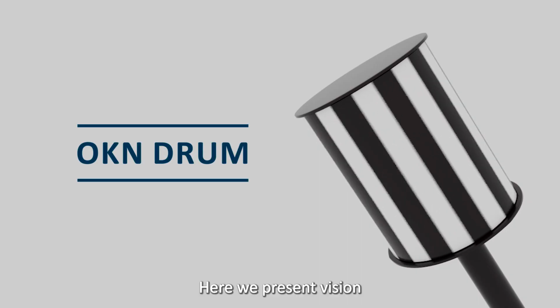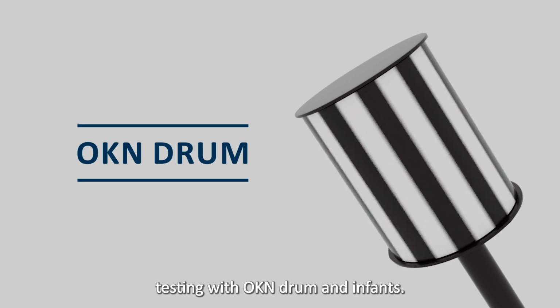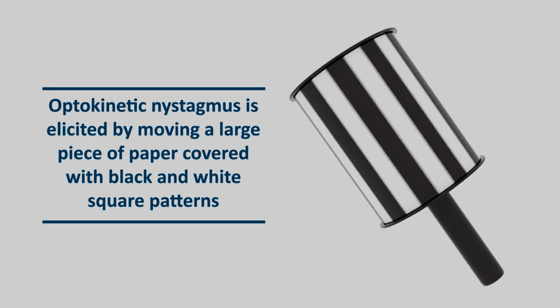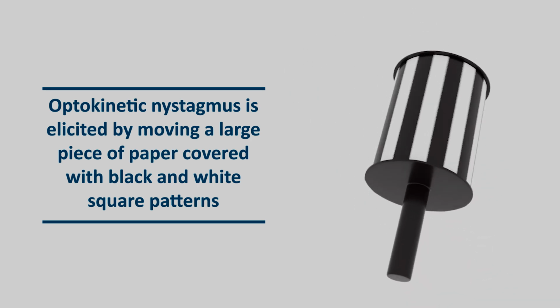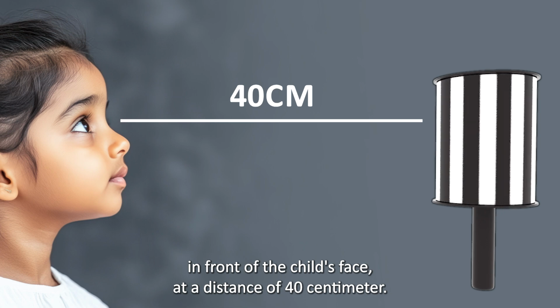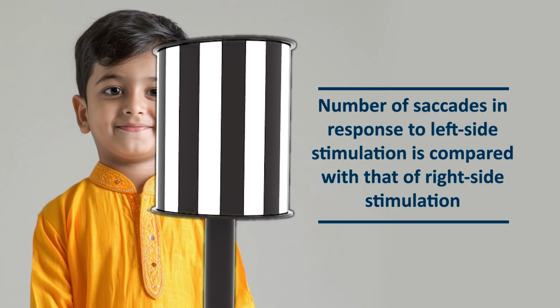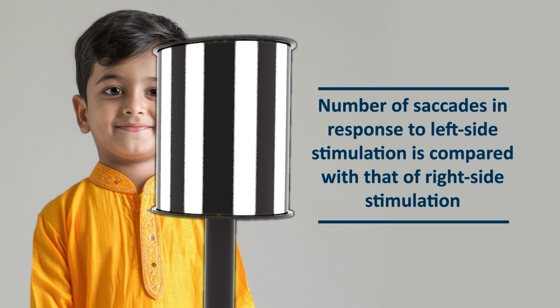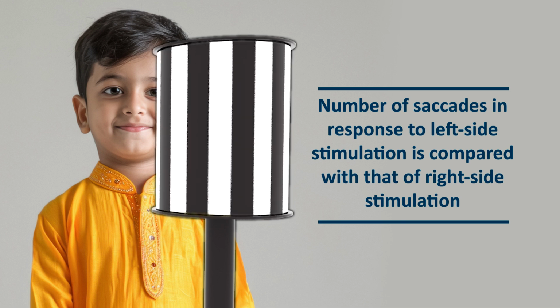Here we present vision testing with OKN drum in infants. Optokinetic nystagmus is elicited by moving a large piece of paper covered with black and white square patterns in front of the child's face at a distance of 40 cm. The number of saccades in response to left side stimulation is compared with that of right side stimulation.